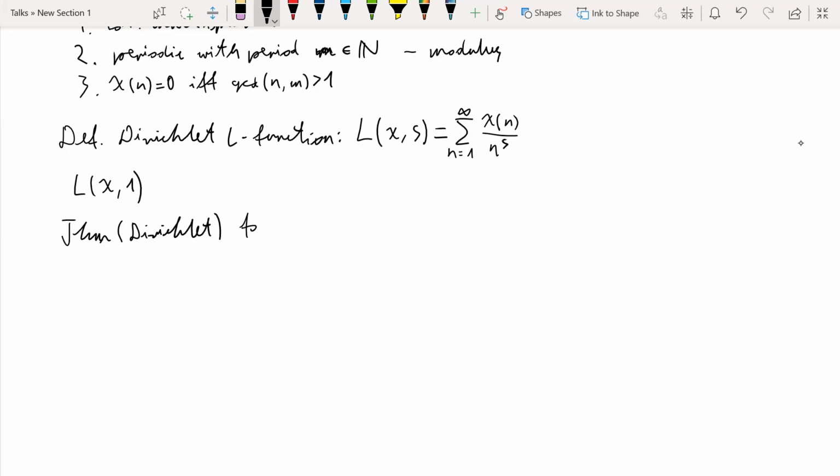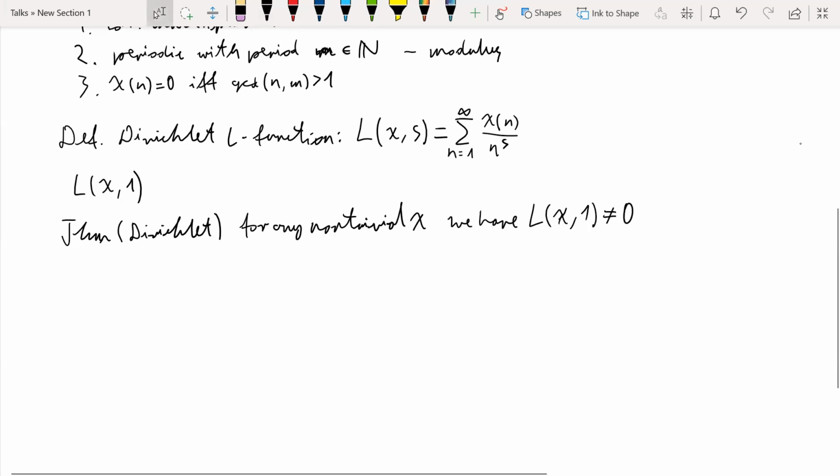Which says that for any non-trivial chi, so non-trivial here means that chi isn't just constant 1, we have L of chi at 1 is not equal to 0. So this value does not vanish. So the Dirichlet L functions never vanish at the point 1.